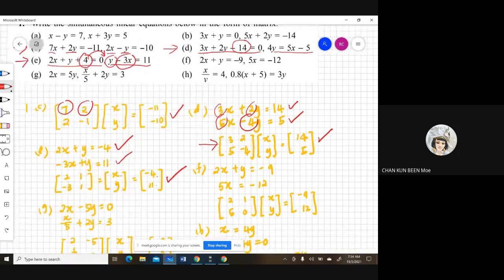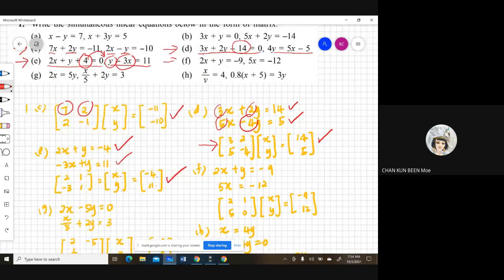Followed by F. So you can see question F here. 2x plus y equal to negative 9. 5x is equal to negative 12, meaning that this question over here, there's no y. So we can directly get all the corresponding value, and change it into the matrix form. So this one is a 1, and then just 0 if there's no y. Okay, you can see this one here is a 0. Equal to negative 9, negative 12 at the back.